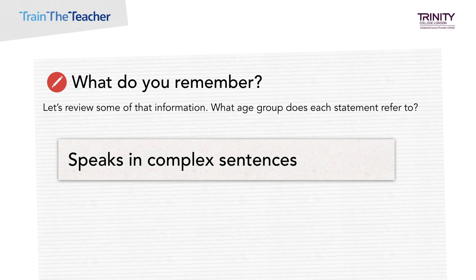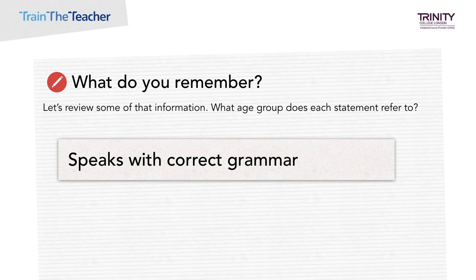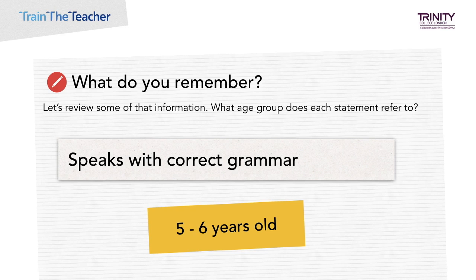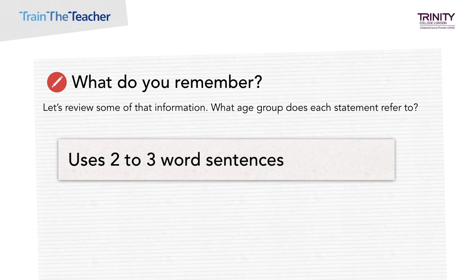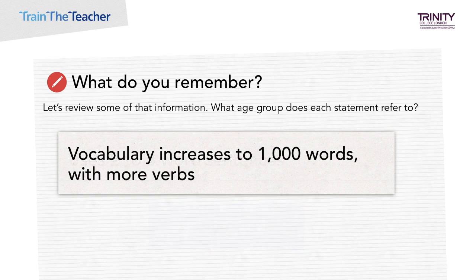Starts speaking in complex sentences. 4 to 5 years old. Speaks with correct grammar. 5 to 6 years old. Uses 2 to 3 word sentences. 2 to 3-year-old. Vocabulary increases to about 1,000 words with more verbs. 3 to 4-year-olds.